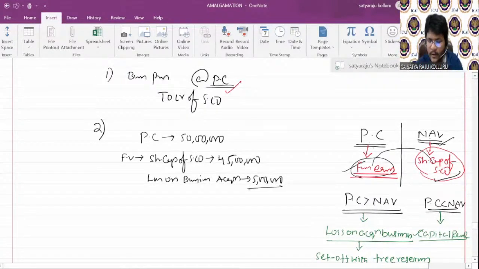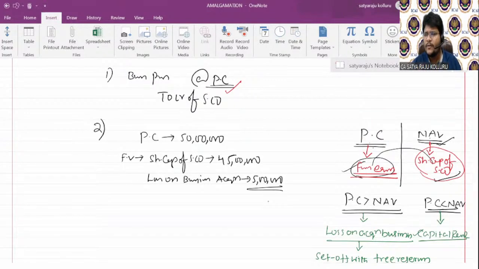Now, this loss you need to set off with free reserves. Sir, what is the meaning of free reserves? Those reserves which are freely available for distribution of dividend by the company are technically known as free reserves. You know, general reserve and balance in profit and loss account are useful for the purpose of distribution of dividend.